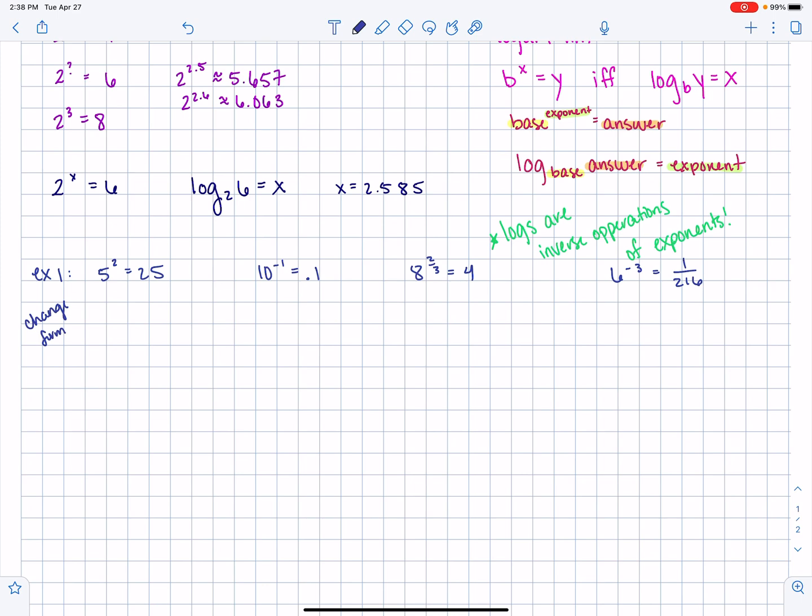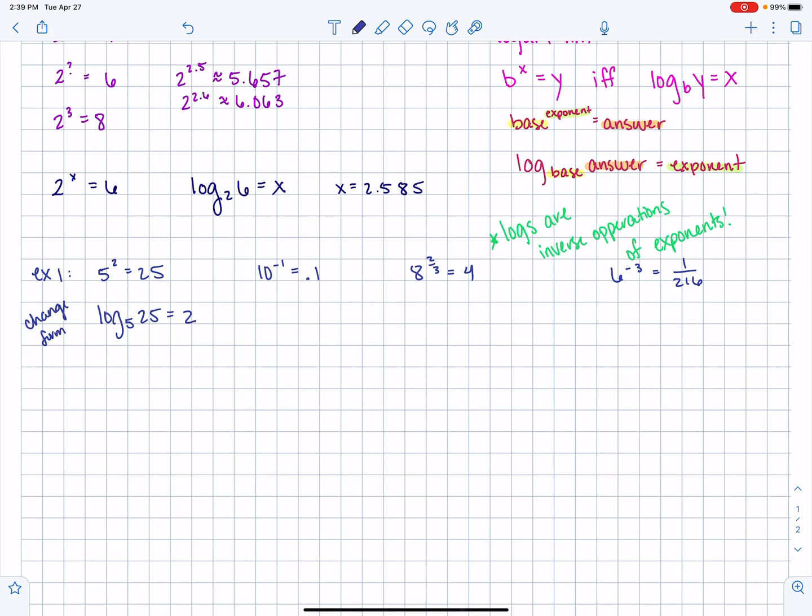All right, so it just takes practice with these, and of course looking at what's your exponent, what's your answer, and what's your base. So for this first one, we have log base 5, bases stay the same, of 25 is equal to 2.